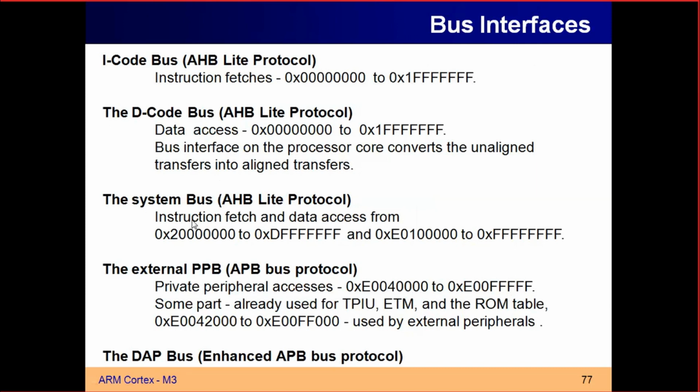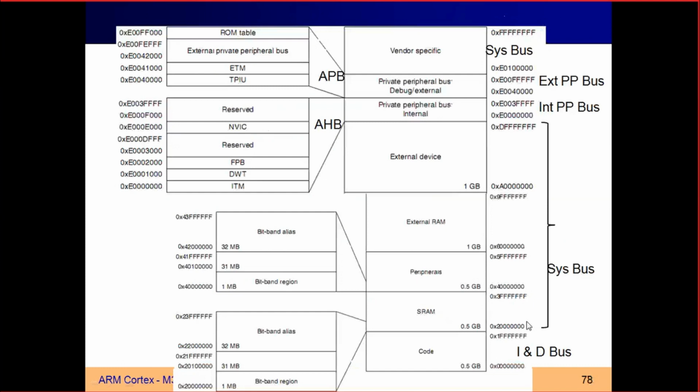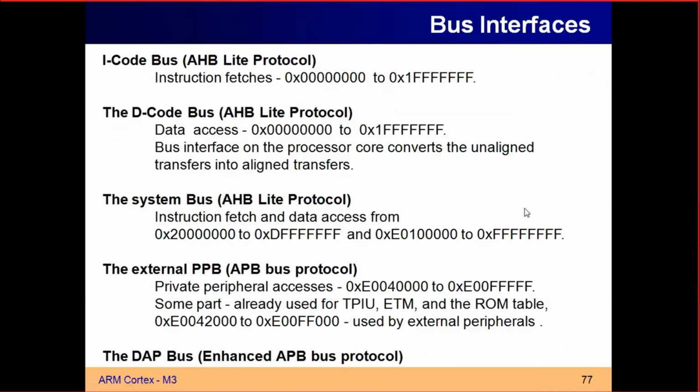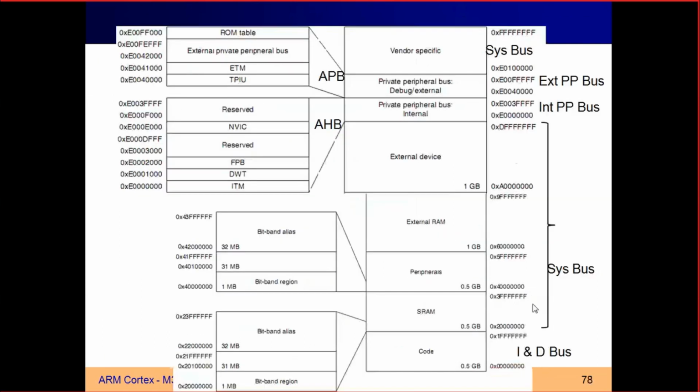Then the system bus. The system bus is used for instruction fetch and data access from these two separate locations. Which are those two locations? From here to here and this location. So the system bus is used for accessing both instructions and data, including SRAM, peripherals, external RAM and external device, and the vendor specific information. These are accessed using it.